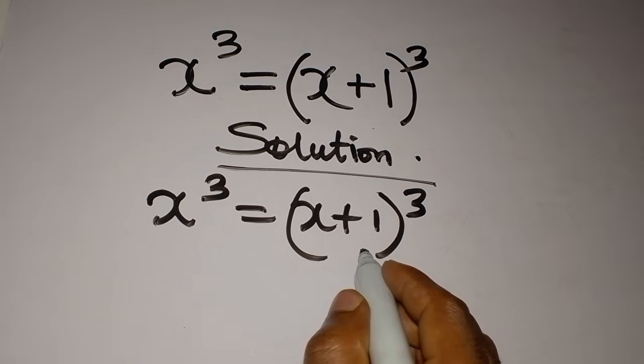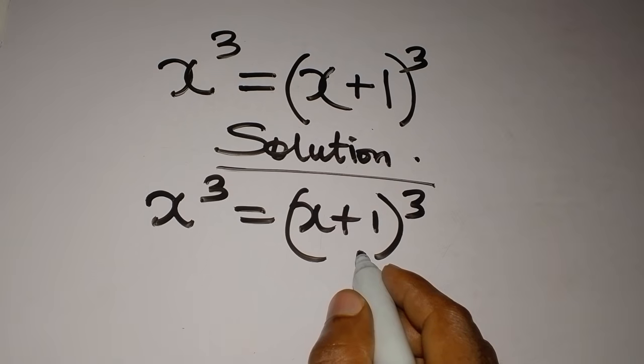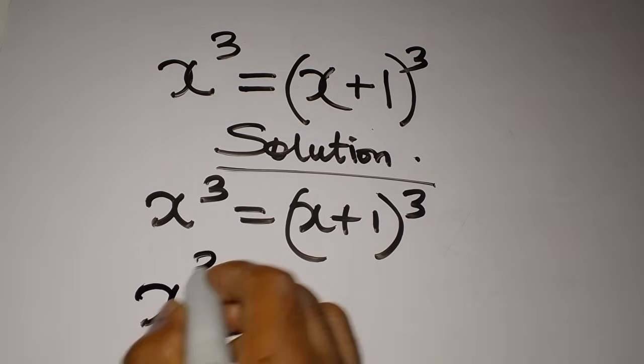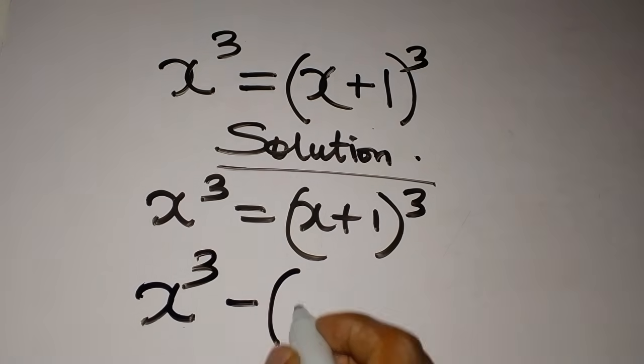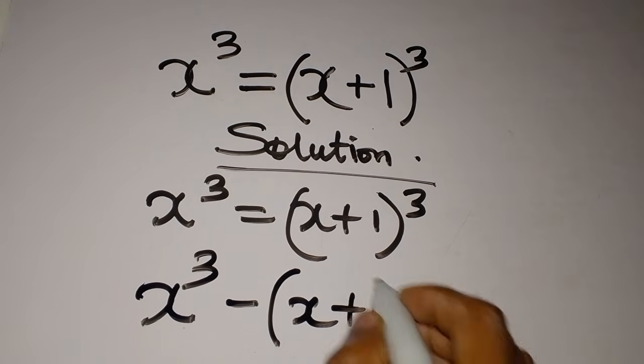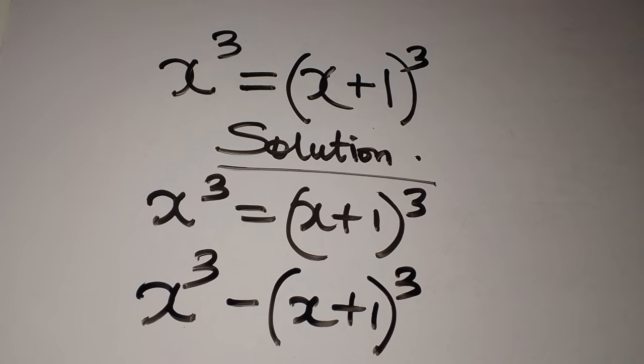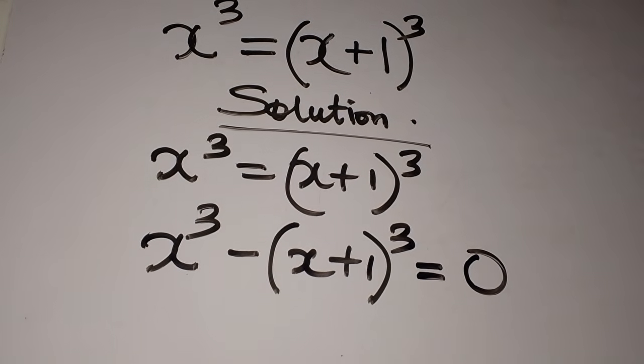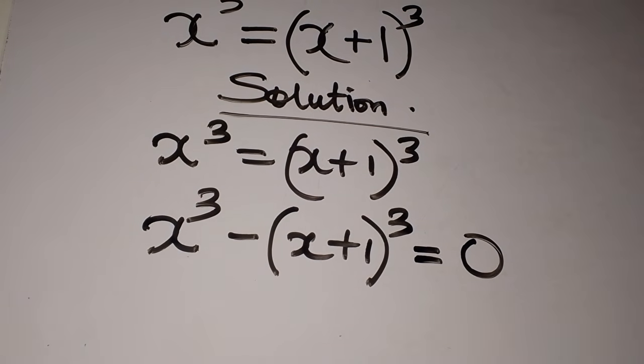If we want to expand what we have on the right, it's going to take time. So we should rather bring everything to the same side so that we can have this. And you must bring your 0 on the right hand side. Now, like I said, the expansion of this will take time.